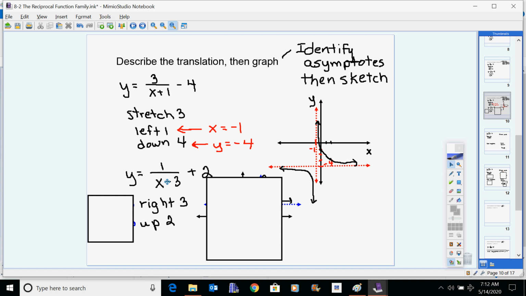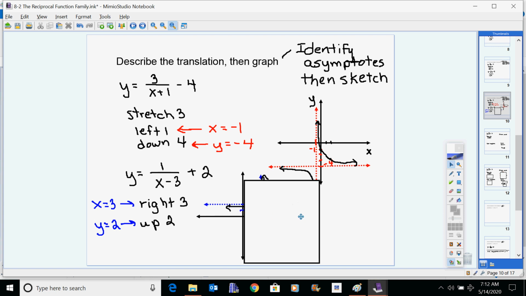I have 1 over x minus 3 plus 2. There's no stretch here, but it does go right 3 and up 2, which we already talked about. And so this right 3 means what about the asymptote? It means that the asymptote is at x equals 3. And it means here, this up 2 means that the asymptote is y equals 2. So we move the asymptote right 3. 1, 2, 3, x equals 3, and up 2.